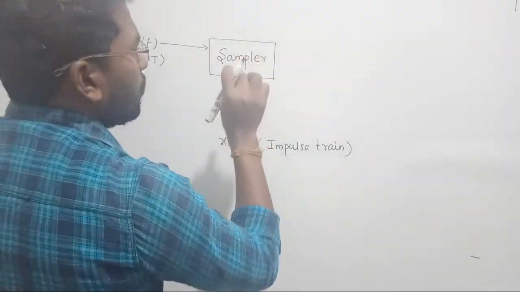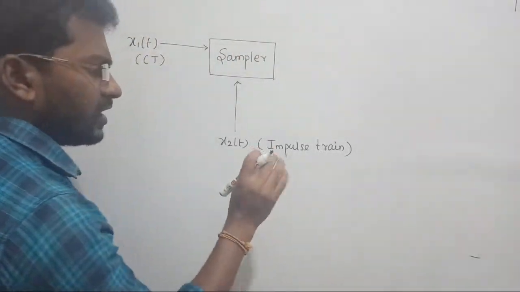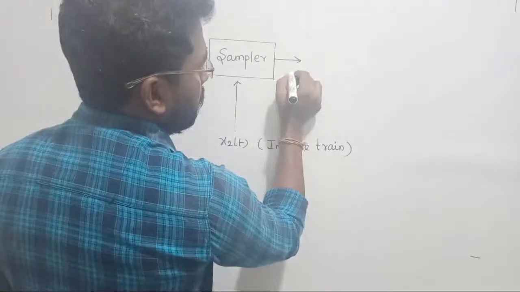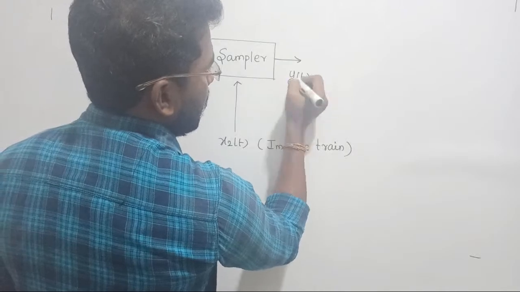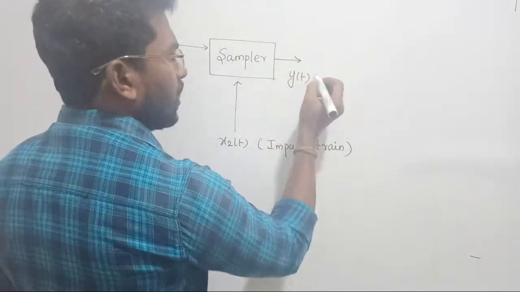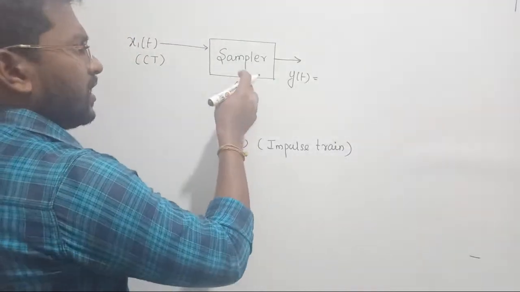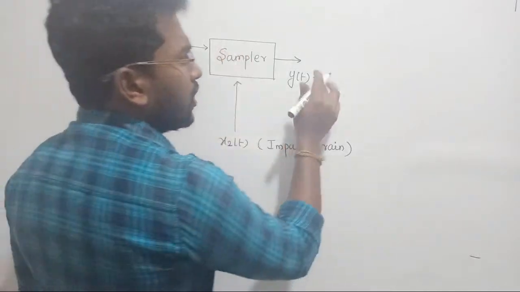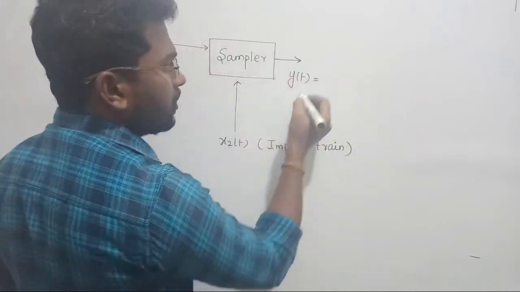Actually, this sampler is going to multiply these two signals in the time domain, such that the output of this sampler is simply called y of t. In this sampling process, since we are passing two signals through the sampler, it will simply multiply these two signals.